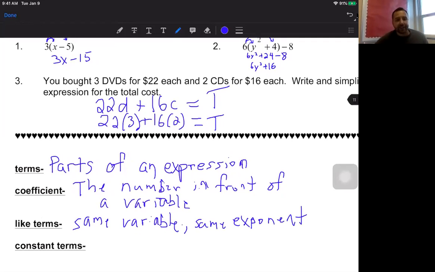And then we'll talk about these in a second. I think when we look at examples, it's pretty easy to see. But these are just terms that we'll be using all throughout Algebra 2. They'll just become second part of your vocabulary. And then a constant term is just a number without a variable. So if you look at example 2, the 6 is the coefficient to the y squared, and then the constant term is the 16.